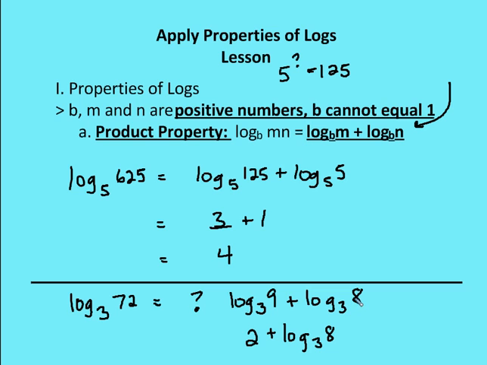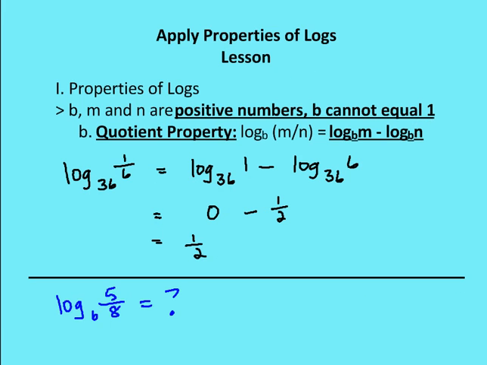In this case, we will not get a whole number or an integer value out of this expression, log base 3 of 8. So we just leave it as it is, log base 3 of 8. All right, moving on to the second property, quotient property: log base b of m divided by n is equal to log base b of m minus log base b of n.